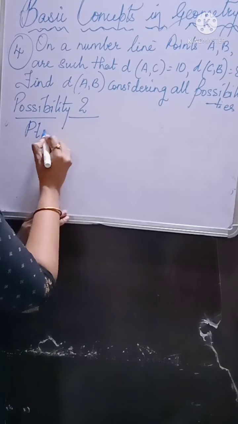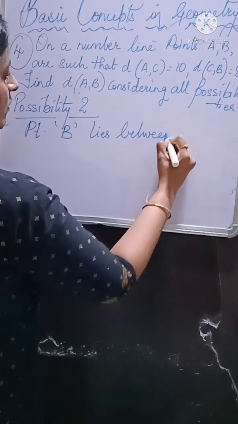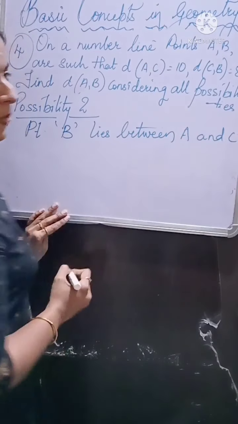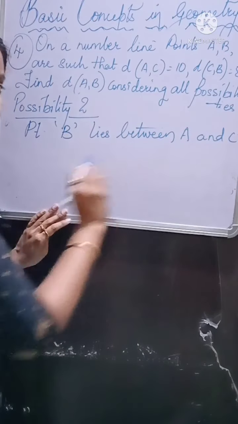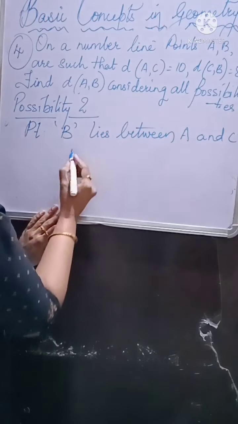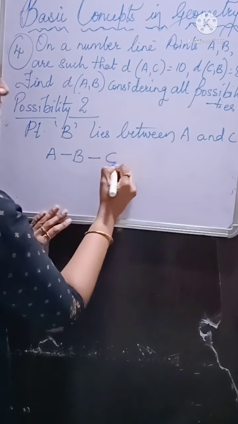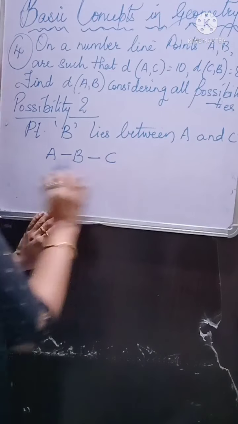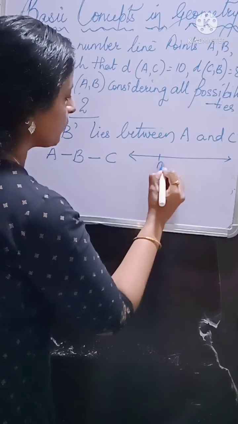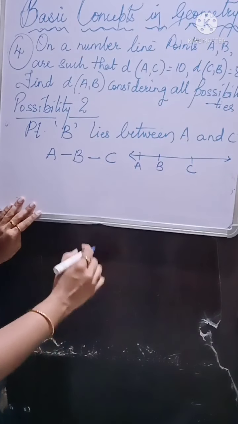Point B lies between, which are the other points? Point B lies between A and C. Now you will draw that dash dash property. How will you show? If B lies between A and C, so A dash B dash C. If I want to show it in the form of number line, B will be between A and C. Okay, this or this you can write in your book.